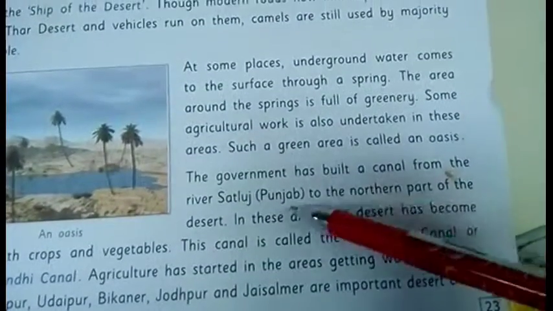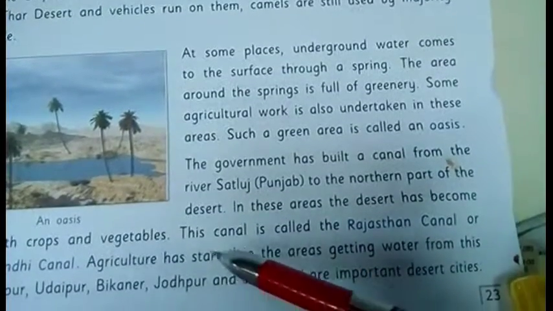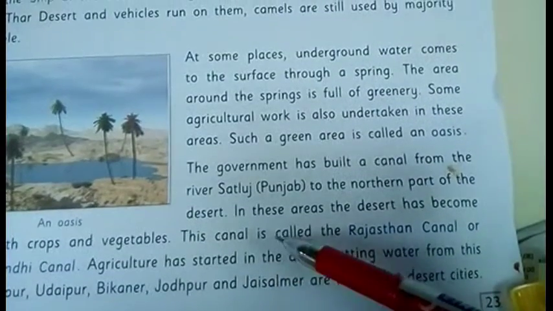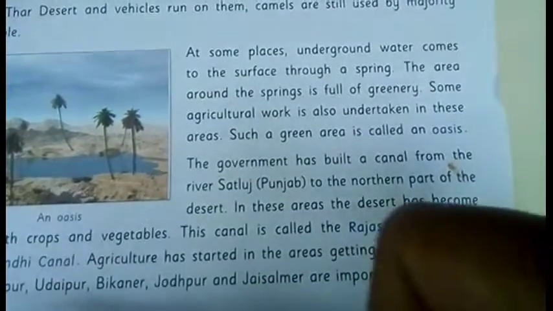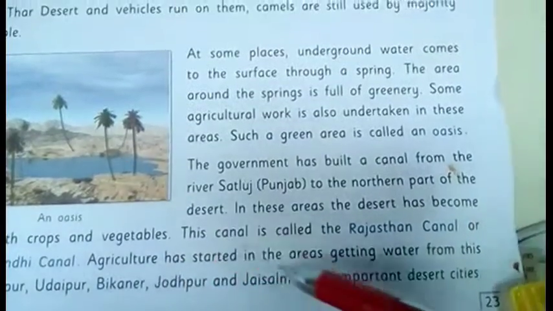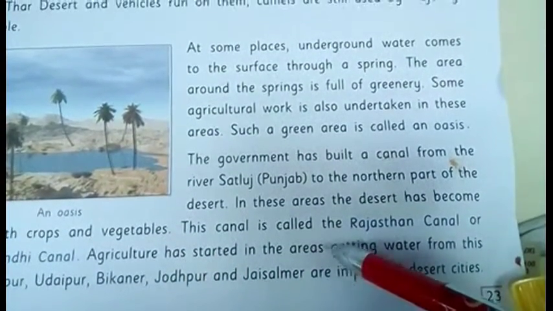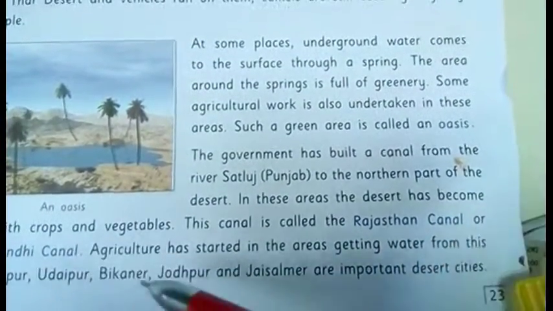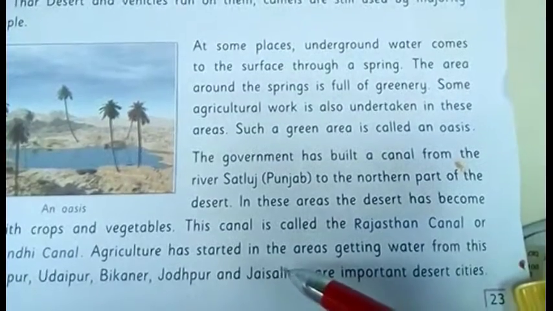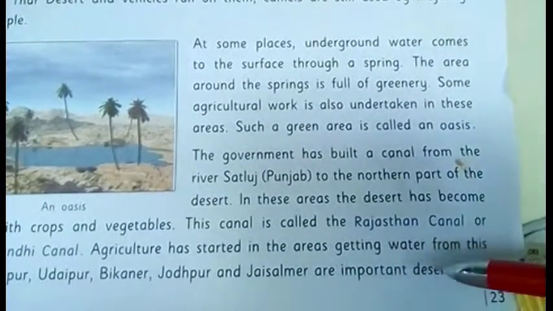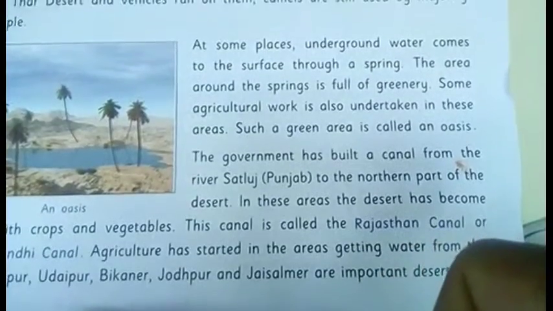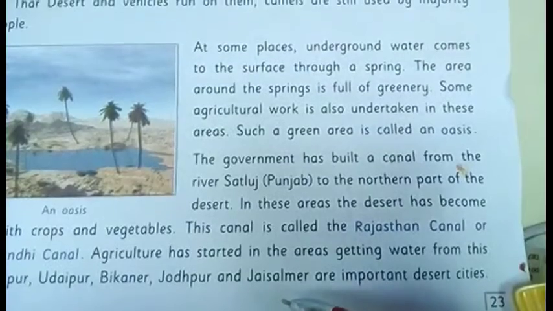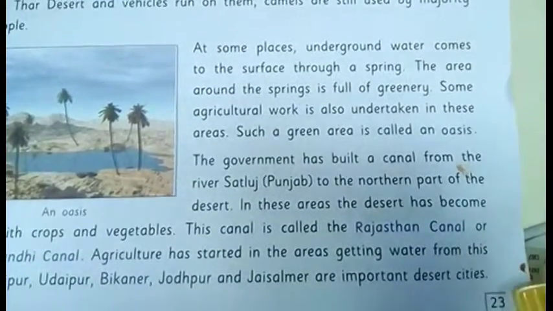The government has built a canal from the river Satluj, Punjab, to the northern part of the desert. In these areas, the desert has become green with crops and vegetables. The canal is called the Rajasthan Canal, or we can say Indira Gandhi Canal also. Agriculture has started in these areas getting water from this canal. Jodhpur, Udaipur, Bikaner, and Jaisalmer are important desert areas.